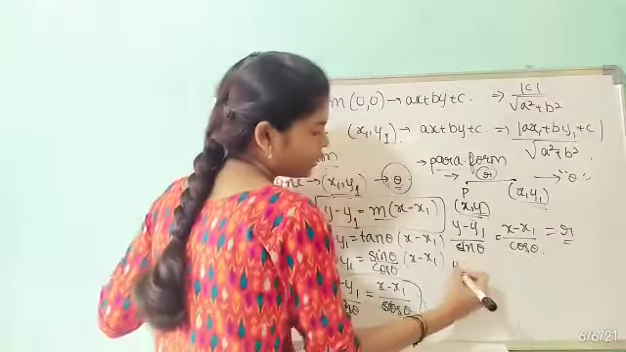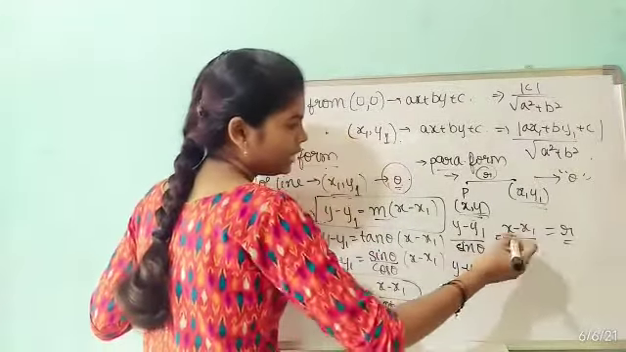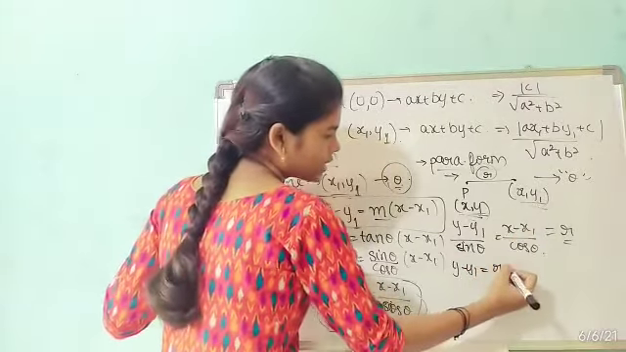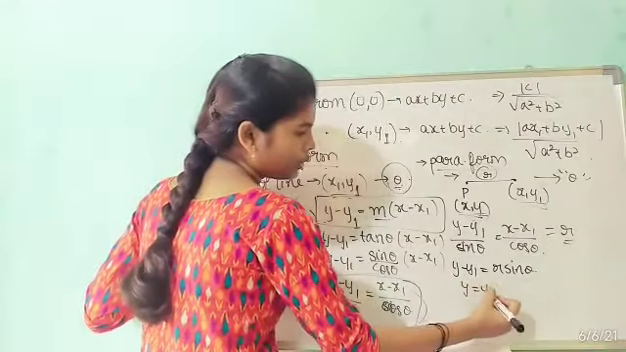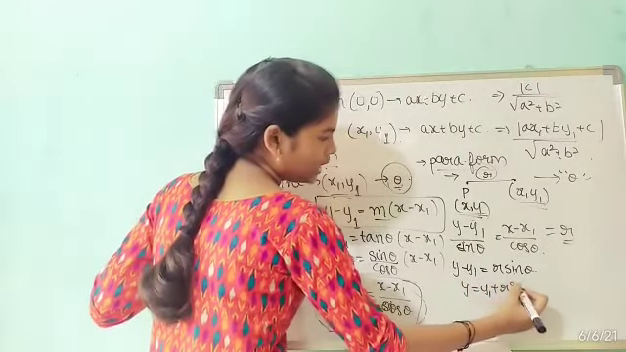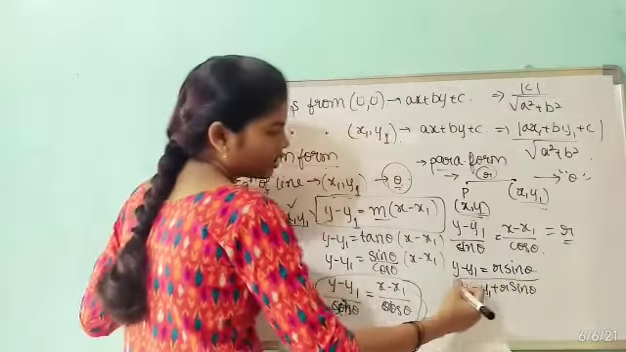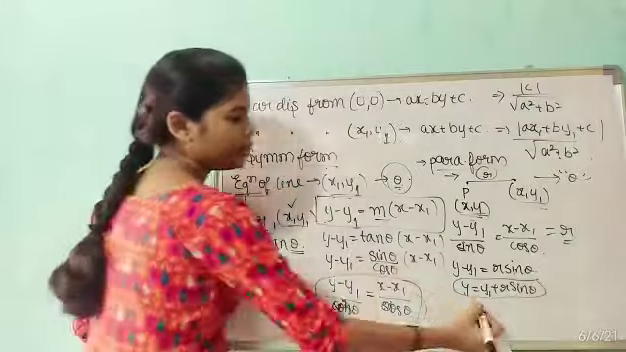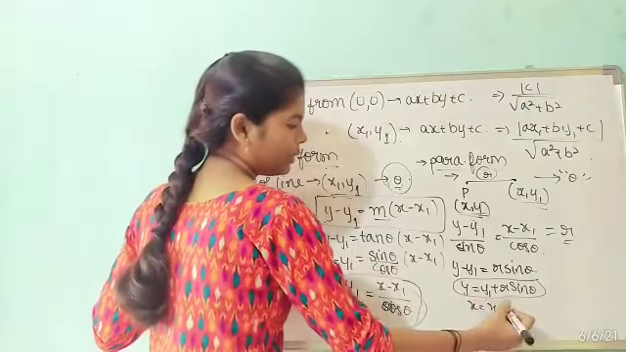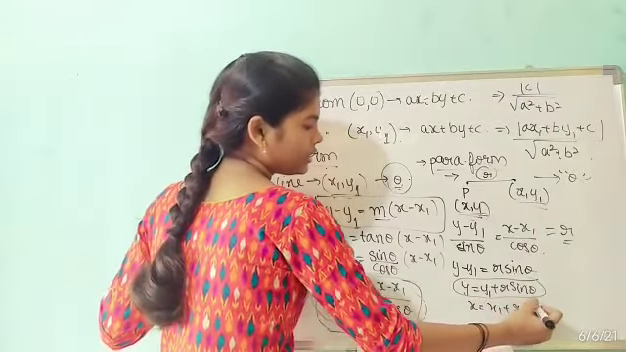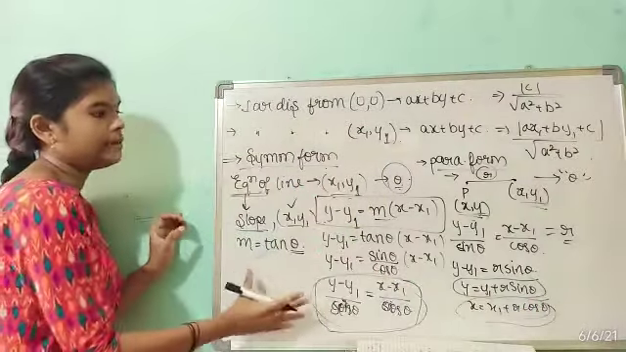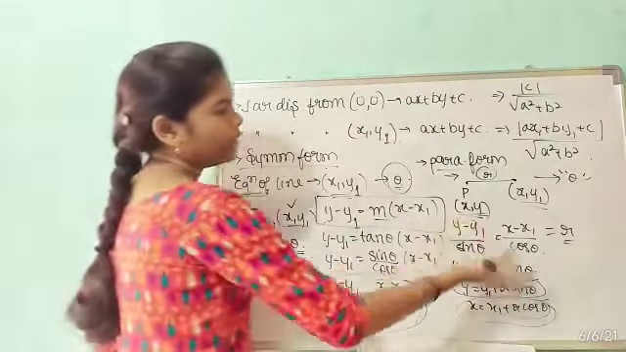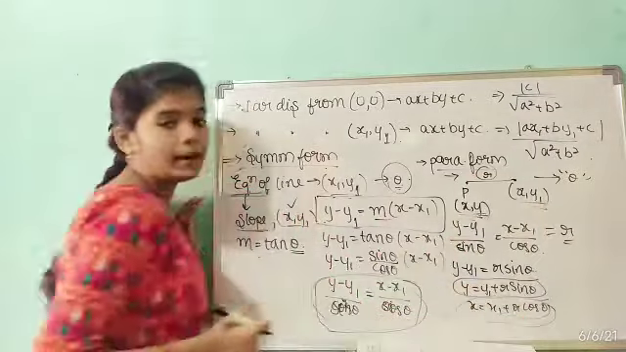Then you will get (y minus y1) by sin theta is equal to r, so y is equal to y1 plus r sin theta. Similarly, for x you will get x is equal to x1 plus r cos theta. So this will be the parametric form. This is the symmetric form, and if we equate that to the distance r, then it will be the parametric form.